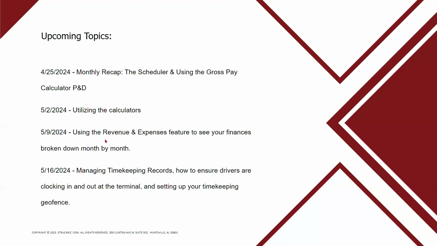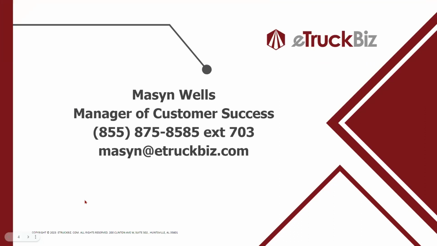Using our revenue and expenses feature is essentially creating a P&L in our system, but it's a more robust P&L tool. And then managing your timekeeping records. This is super important. We've talked about this a lot recently with a lot of payroll audits coming out. Having your own timekeeper, making sure those records are accurate, and making sure employees are clocking in and out at the terminal is a very big deal. We'll be going over that towards the middle of next month.